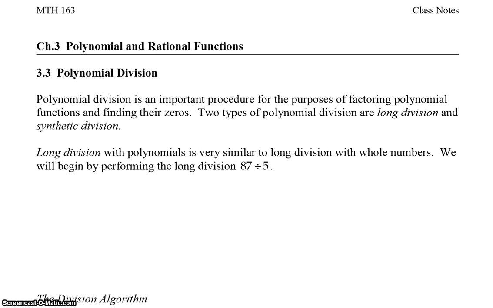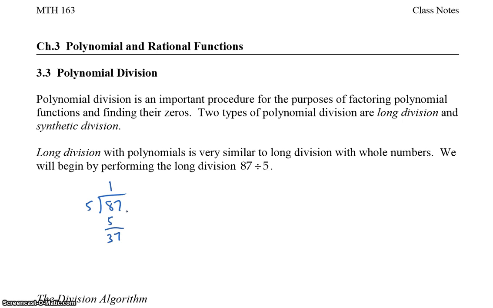So suppose we wanted to do 87 divided by 5. All right, so we might set it up like this: 87 divided by 5, and then we say, okay, well, how many times does 5 go into 8? One time. Okay, now at this point we multiply. 1 times 5 is 5. Then we're going to subtract. 8 minus 5 is 3. Then we're going to carry the next digit down. That would be the 7. And then the process repeats.